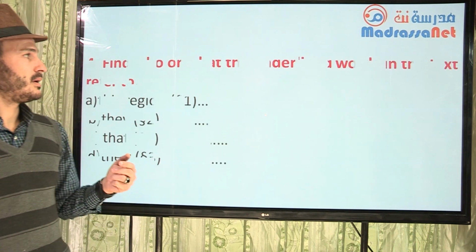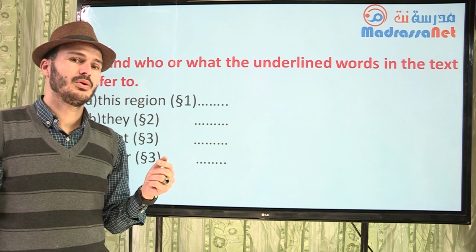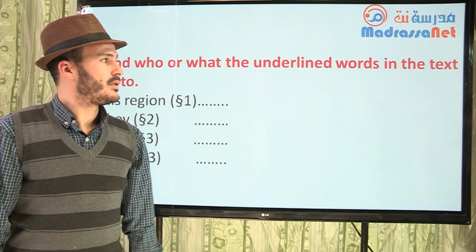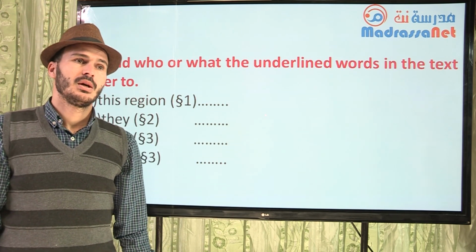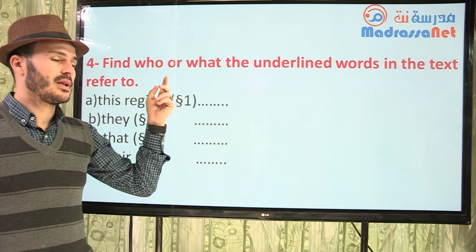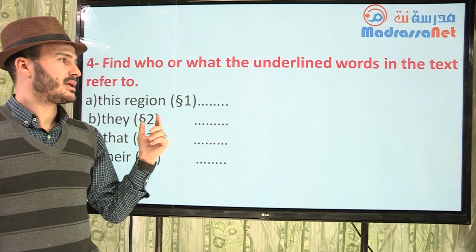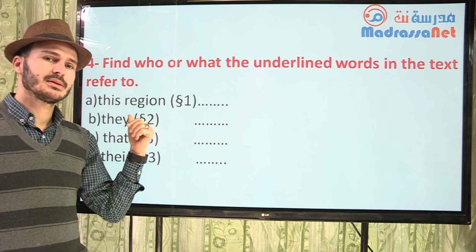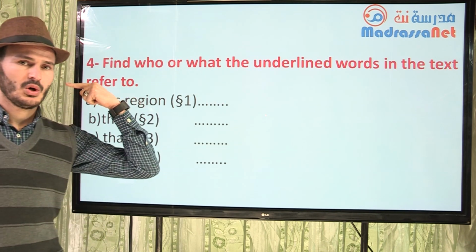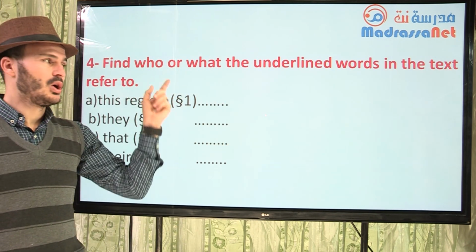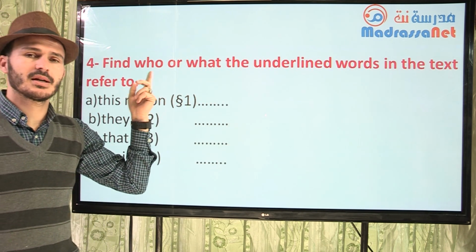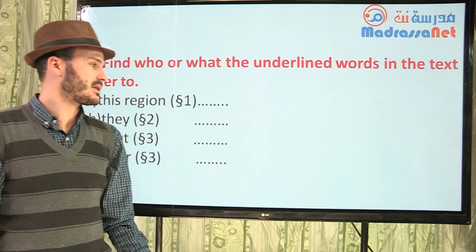We move on to the next question, activity 4. Find who or what the underlined words in the text refer to. This is a reference words activity. In this exercise you determine who or what those words refer to. Reference words: what or who? Here we have only who, meaning person. We have who or what the underlined words in the text refer to.